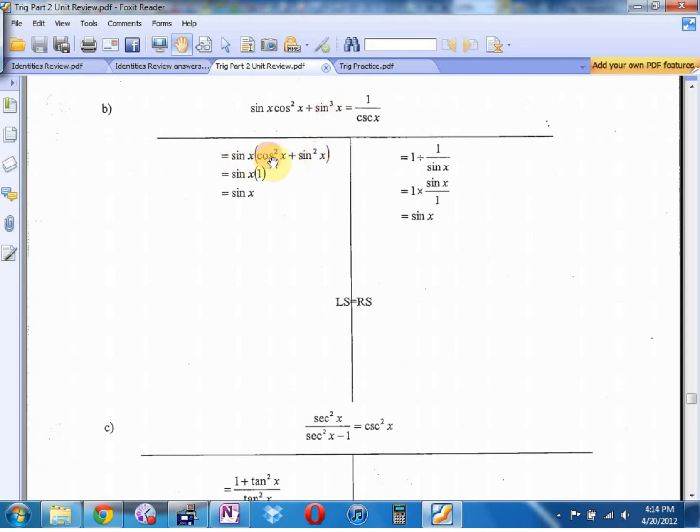Factored it out. Oh, and what is cos squared plus sine squared? Yeah, it really falls apart because now it becomes sine x times 1, which is just sine x. And 1 divided by, it's 1 over, oh, how do I divide by a fraction? Yeah, that one falls apart if you see that GCF, which is the first thing that we always look for.